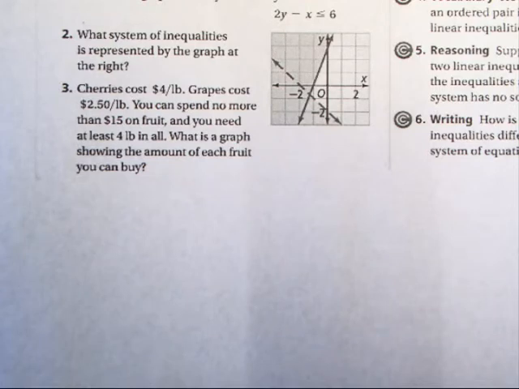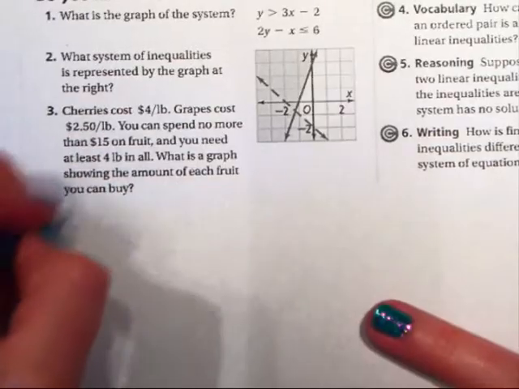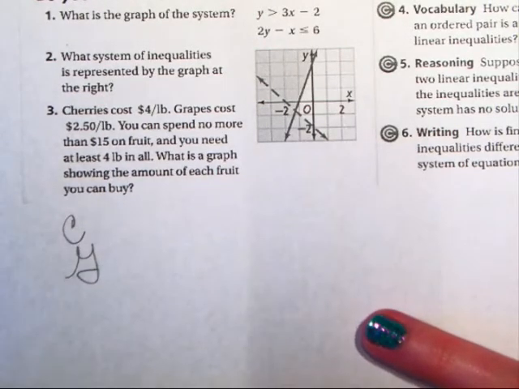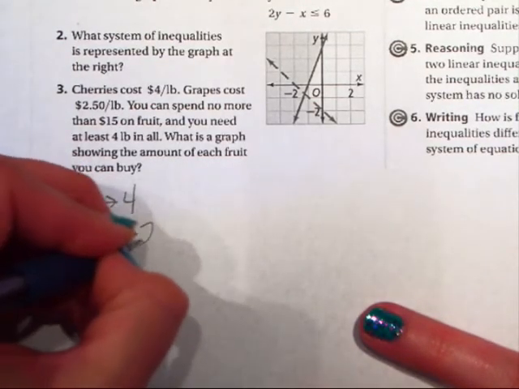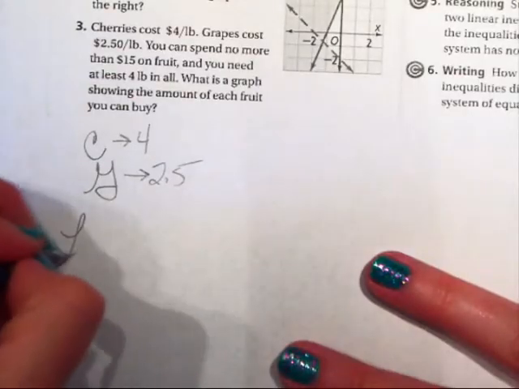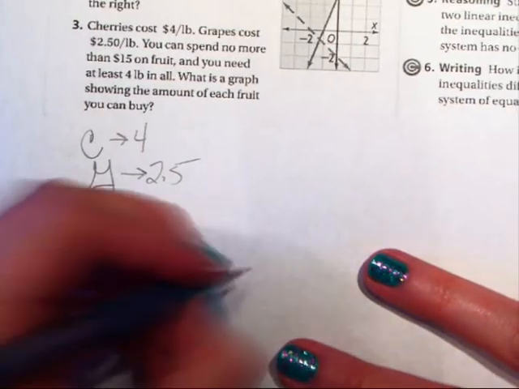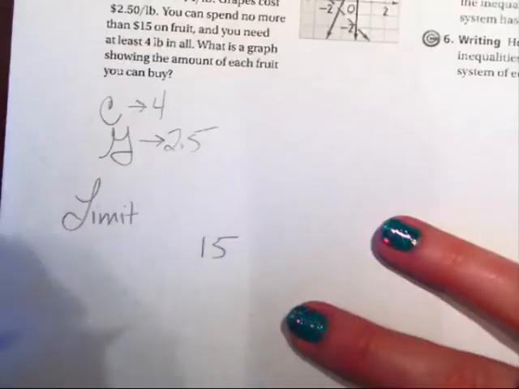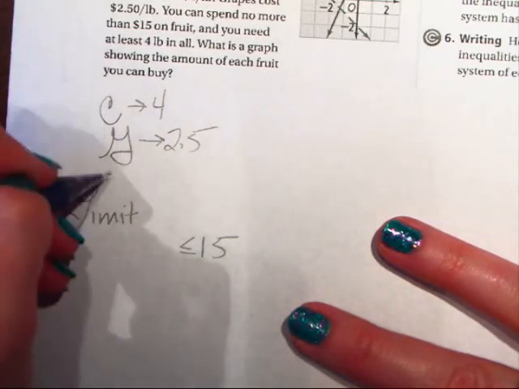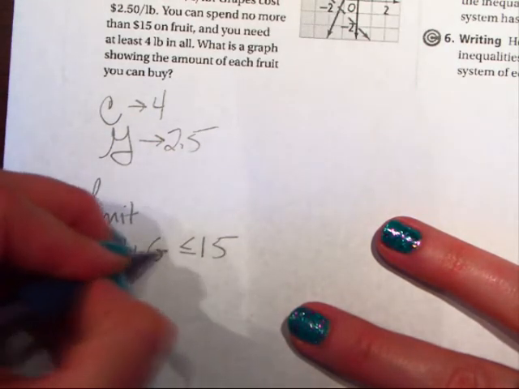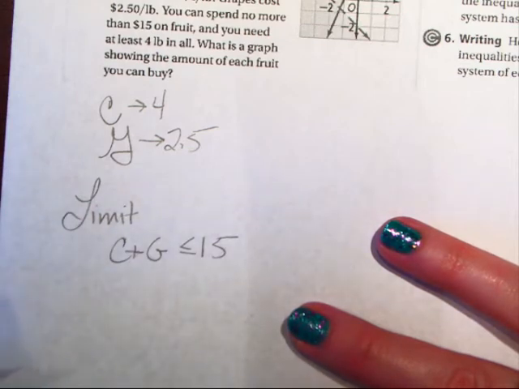Alright, I would love it if you would pause the video and try this by yourself, but I know some of you won't do that. So I'm going to go on. I would encourage you though to pause it and then take a look. Alright, I'm going to use C for cherries and G for grapes because that's what I do. Cherries, I know, are $4 a pound and grapes are $2.50. And I have a limit here of 15 bucks. Not allowed to spend any more than that, so less than or equal to it. And C and G are going to be how many pounds?